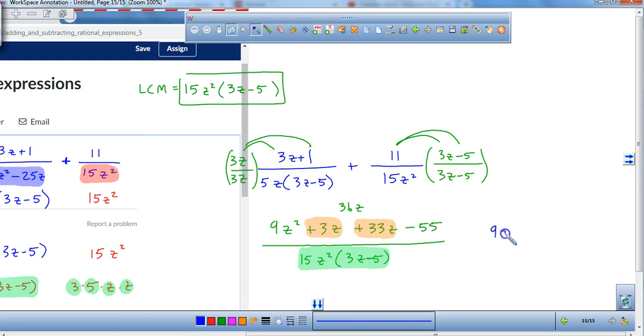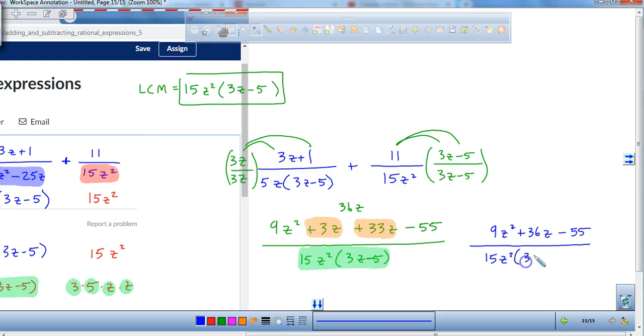We're going to put 9z squared plus 36z minus 55, all over, and we're just going to leave it in factored form. We're not going to expand it because it didn't ask us to. We're just going to leave it in factored form. All right, that's what I'm going to type into Khan Academy.